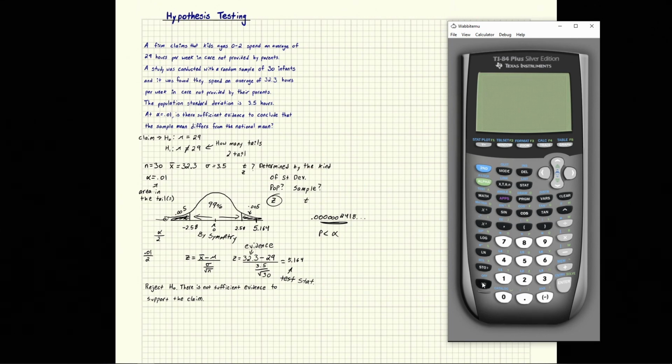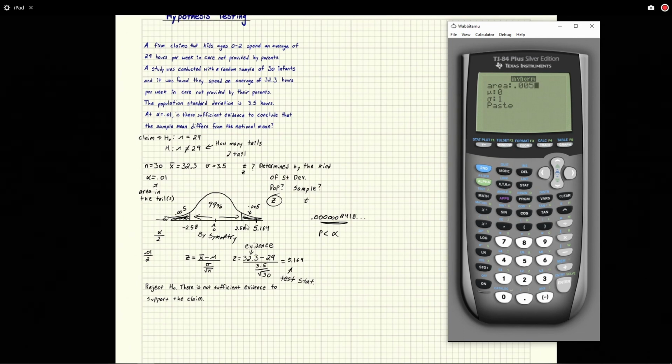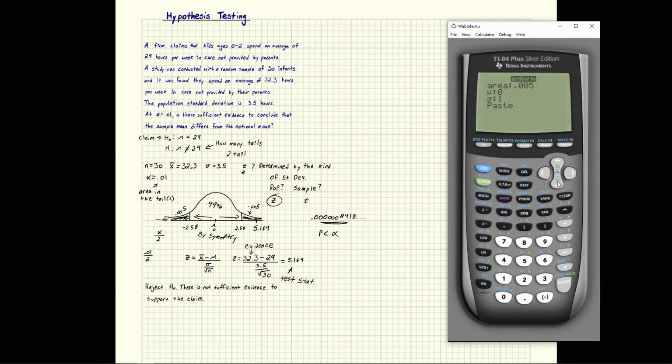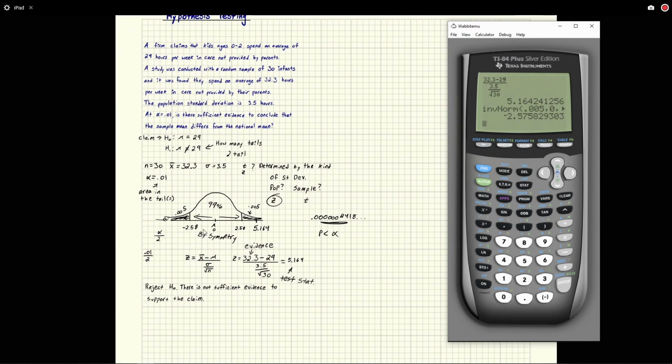So you can go ahead, turn it on, go to second distribution, and in here there is an inverse normal, just like we had the inverse normal in Excel. You're going to click this. The area we want is in one tail, and then we'll just take the positive and the negative by symmetry. And then we have a mean of 0, remember, because it's a standard normal distribution, mean of 0, standard deviation of 1. We hit paste, and we get the same thing. So that's the way to get the z-score, and then you can use the calculator to do this.